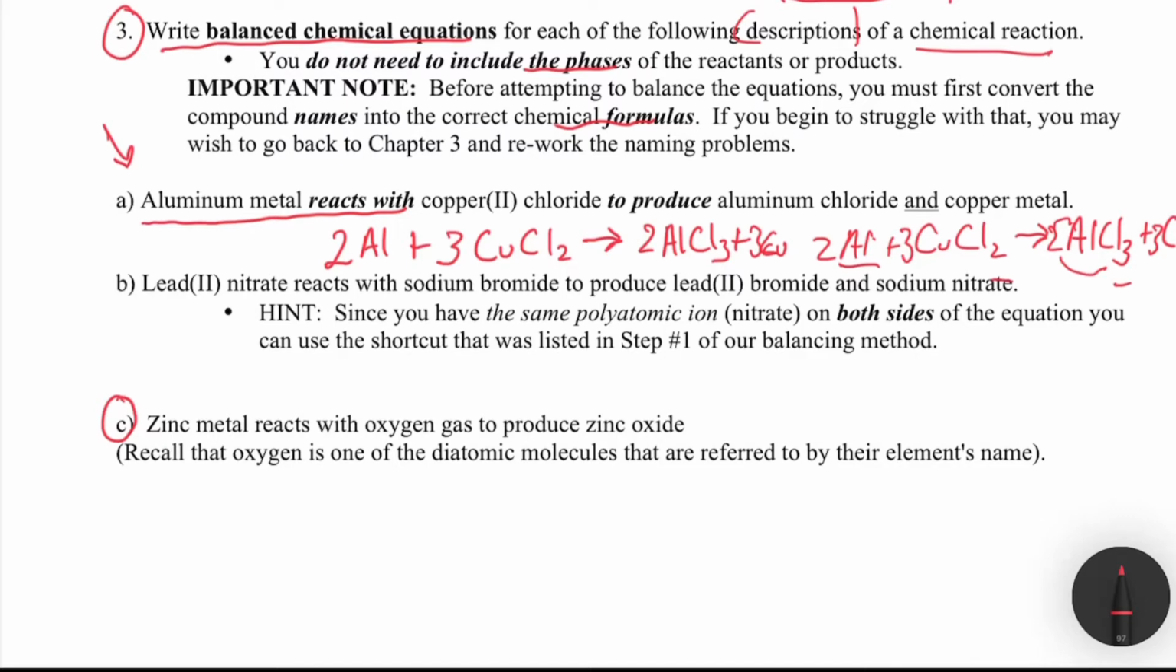So zinc metal, we don't have to deal with the states, okay? We don't have to deal with the phases. So zinc metal reacts plus, so plus means it reacts with O2 because it is a diatomic molecule, and it produces, is our produce arrow, it's gonna produce zinc oxide.